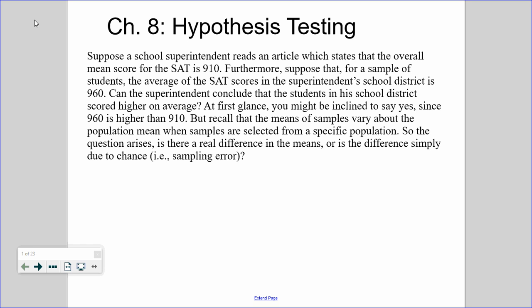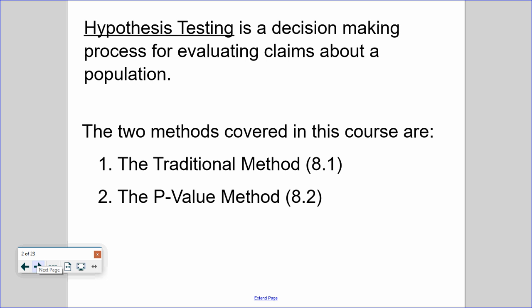So this chapter is all about how hypothesis testing works. There are several steps. Today we're focusing on the first two steps. Hypothesis testing is a decision-making process for evaluating claims about a population. There are two methods that we will cover, the traditional method and the p-value method. The traditional method will be in 8.1, and the p-value method we'll talk about in 8.2. We go through 8.4 in this chapter.